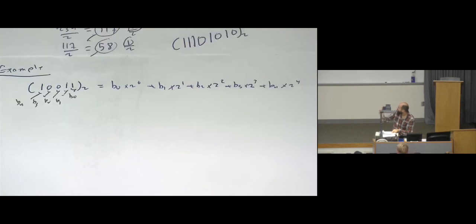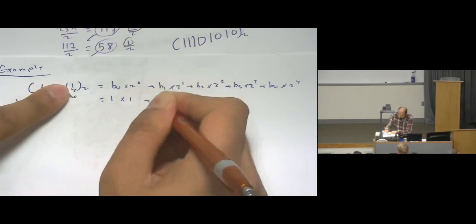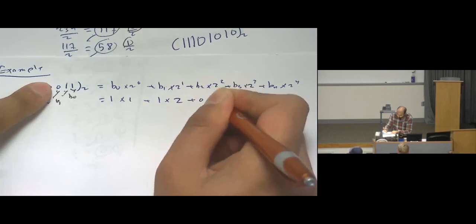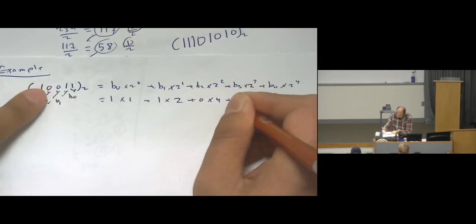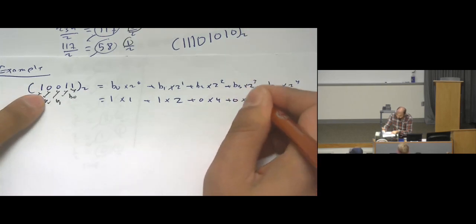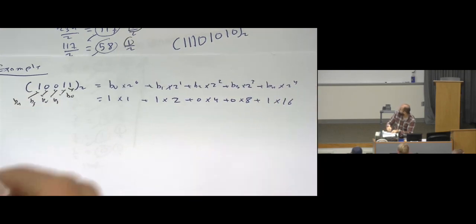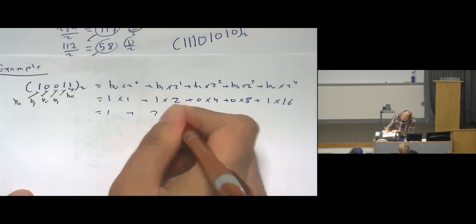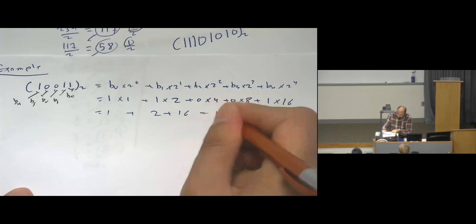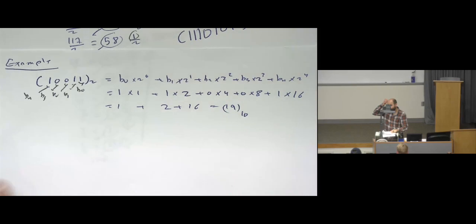Now substitute the numbers. B0 equals 1 times 2 power 0, which is 1, plus B1 equals 1 times 2 power 1, which is 2, plus B2 equals 0 times 2 power 2, which is 4, plus B3 equals 0 times 2 power 3, which is 8, plus B4 equals 1 times 2 power 4, which is 16. So as a result, it's going to be 1 plus 2 plus 16. Yes, this is going to be 19. And here it's in decimal, so I will put the base as 10. Understood?